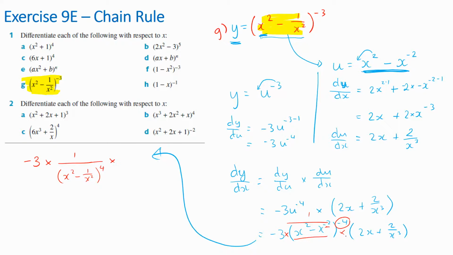Times, because remember this is times, and then you've got 2x plus 2 on x cubed. So I'm going to write it together, 2x plus 2 over x cubed. Why did I do that? Because these are all numerator values. That's a numerator, that's a numerator, that's a denominator. So if you put it together, it's negative 3, 2x plus 2 on x cubed, all over x squared minus 1 on x squared to the power 4. And if anything, that looks nicer than leaving your answer as this.